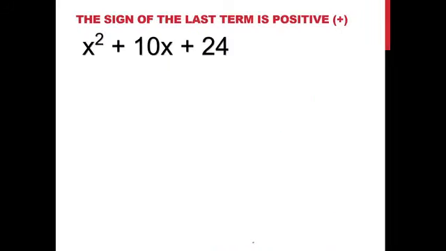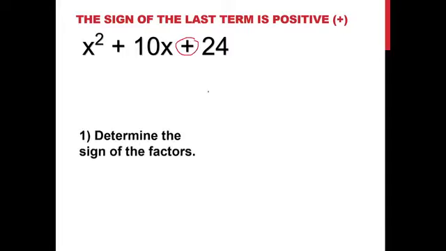Let's have example number 1. The sign of the last term is positive. Determine the sign of the factors. What will be the sign here? It's plus plus. The given is plus plus, therefore it's plus plus as well.